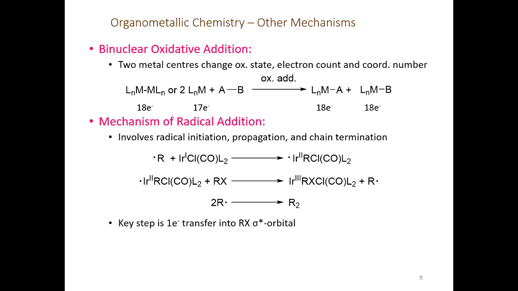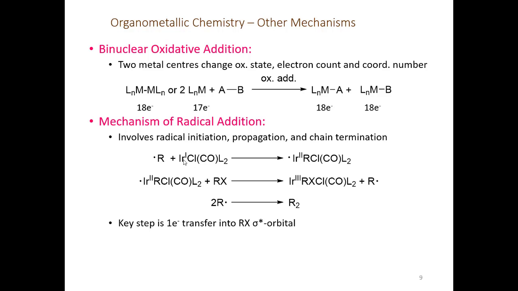and the key step in this reaction is the donation of one electron from the iridium 2 complex into the antibonding orbital of your substrate. And this actually forms your iridium X bond. It also generates iridium 3 and a carbon-based radical, and then this carbon-based radical can then go back and start reacting with more of your iridium 1 complex. So in this way, the carbon radical is the chain carrier.